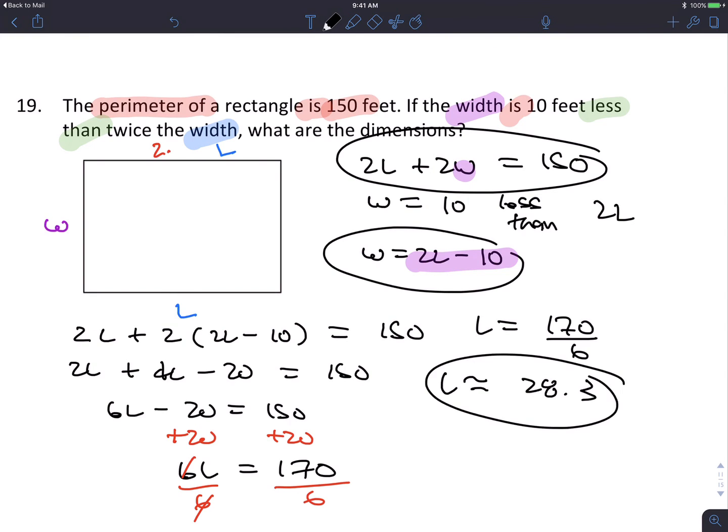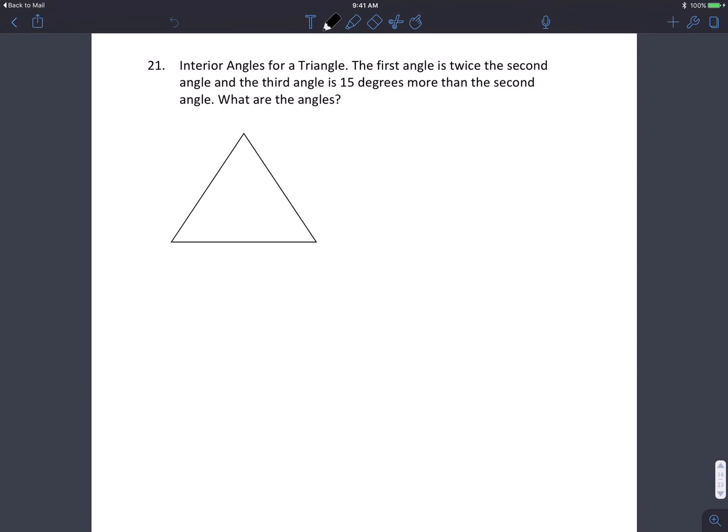So if my length is 28.3, let's find what the width is. Double 28.3 should be 56.6 minus 10 is 46.6. So we have 46.6 feet. Let's make sure. 28.3 times 2 is 56.6 minus 10 is 46.6. There's our length. This is number 21.